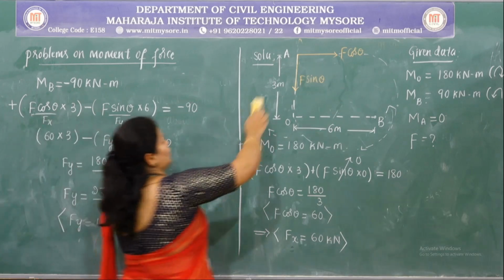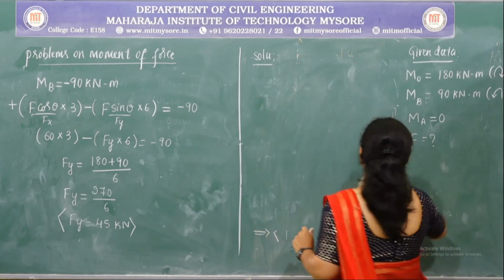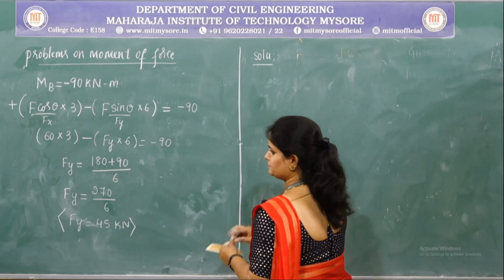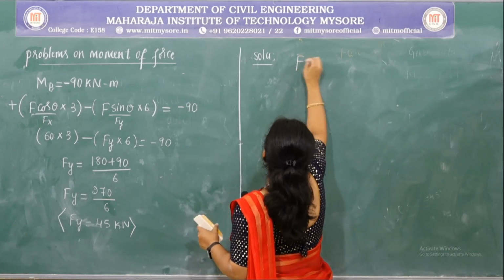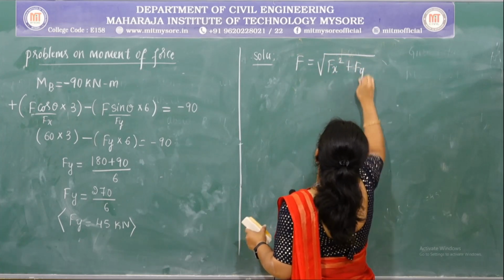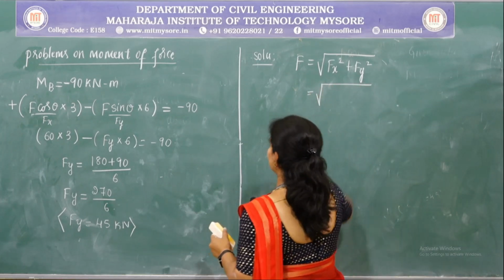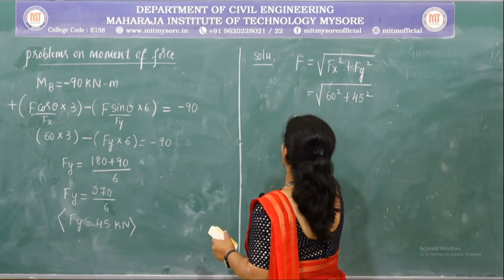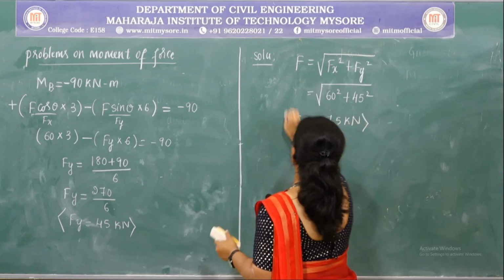So again use the concept of resolution of forces or composition of forces. So using that Fx and Fy, find out the value of the original force F. So we know that the resultant of the given force F is equal to square root of Fx square plus Fy square. So on solving, we got the value of Fx as 60 and Fy as 45. So on solving this we are going to get the value of F as 75 kilonewton.